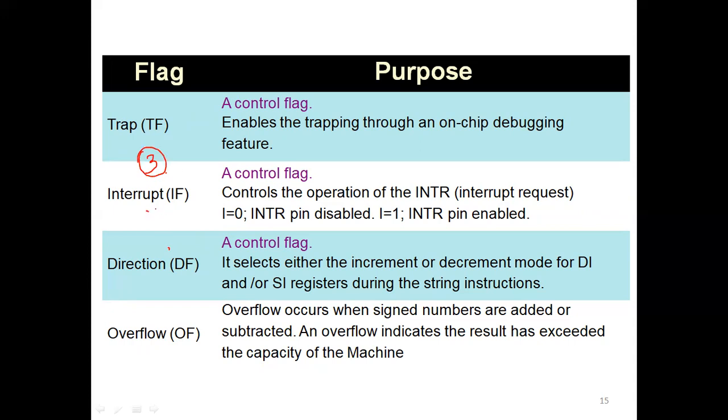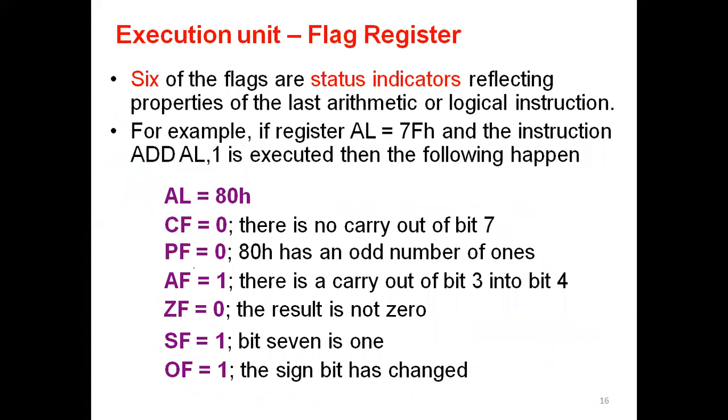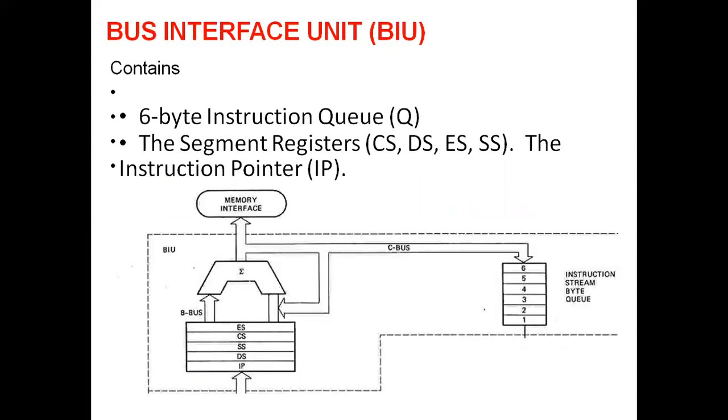Interrupt means when an interrupt is generated, this interrupt flag is going to be enabled. If it is disabled, there is no interrupt. Direction flag selects either increment or decrement mode; during string operations, it tells the direction. Overflow flag, in the sense that if the stack is full, then this overflow flag is going to be set. So these are the different flag registers: carry flag, parity flag, auxiliary flag, zero flag, sign flag, and overflow flag.